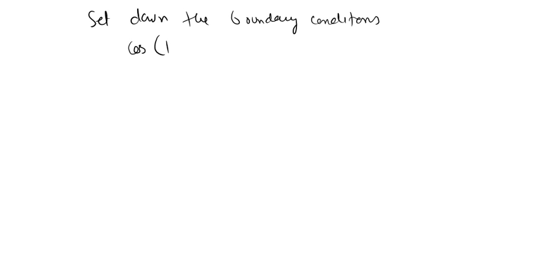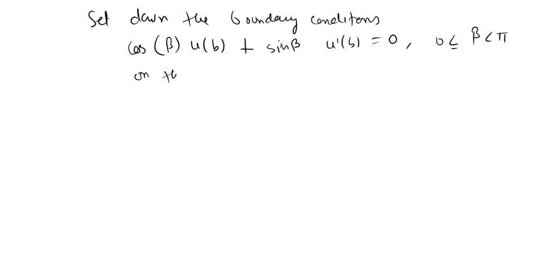Okay, so set down the boundary conditions. So we are setting at one end, at B, sin beta U dash B equal to 0, where beta runs from 0 to pi. So you specify a dummy boundary condition at the right boundary B.